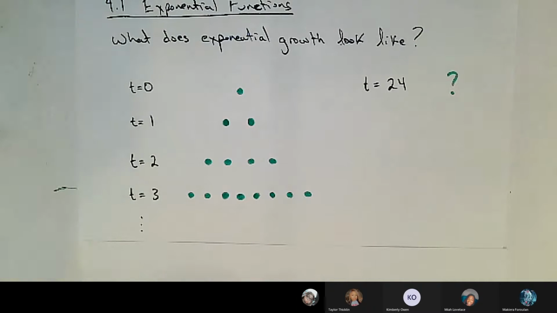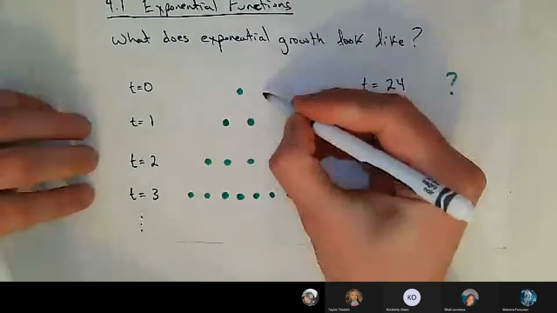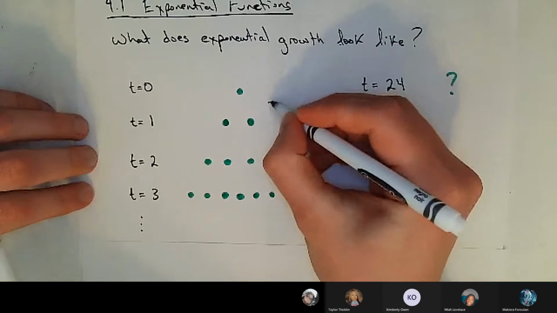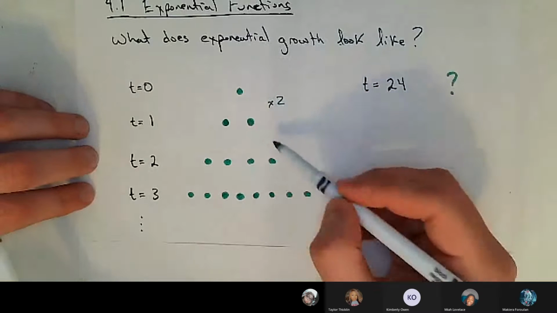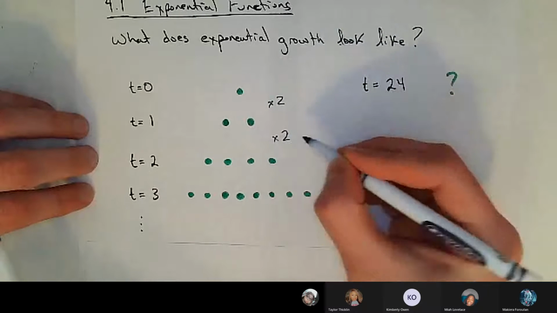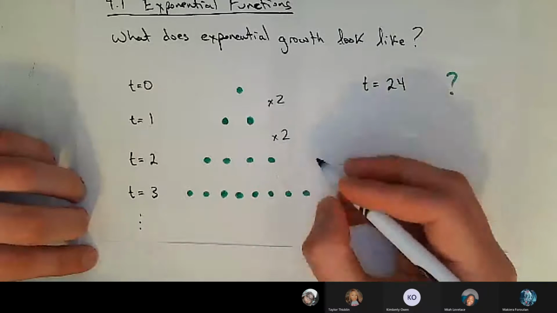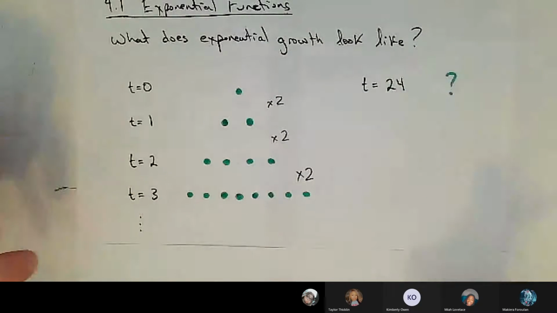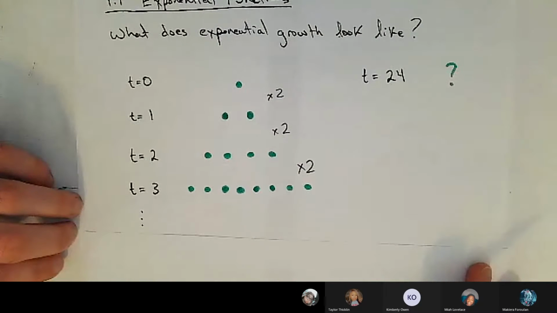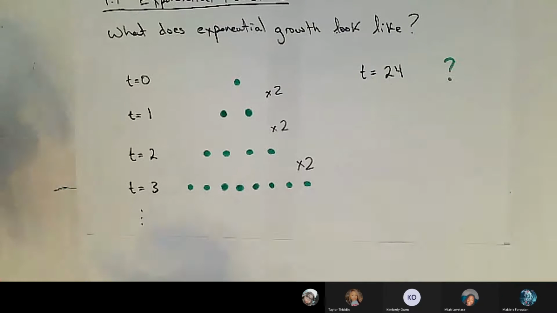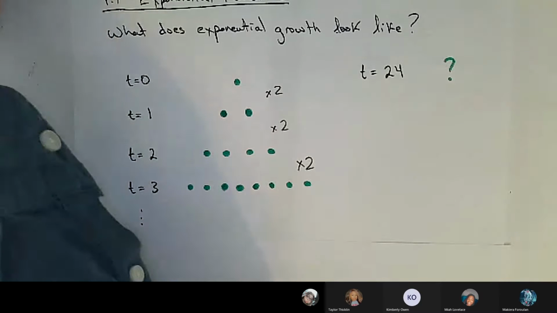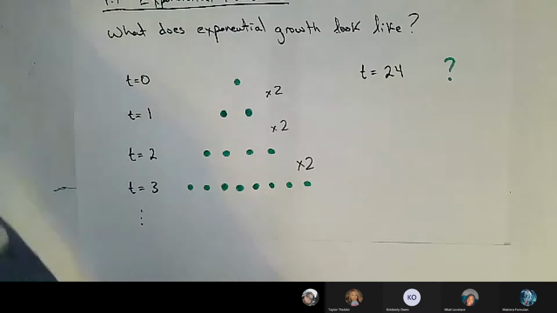You could say that they're doubling, right? Each time they're doubling. So from 1 to 2, they're doubling, times 2. And then from 2 to 4, that's doubling, times 2. And then from 4 to 8, that's doubling. So each time t increases by 1, these green dots are doubling. Okay. So what does the mathematical relationship look like here?